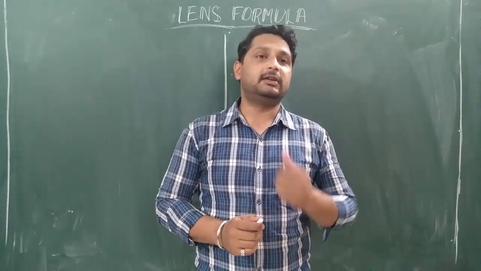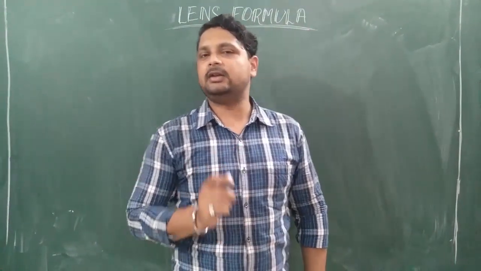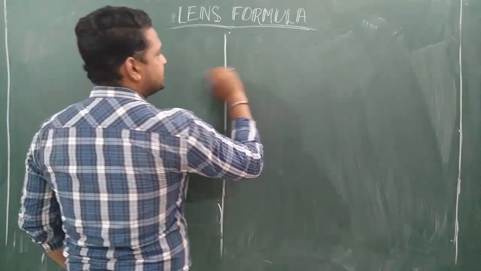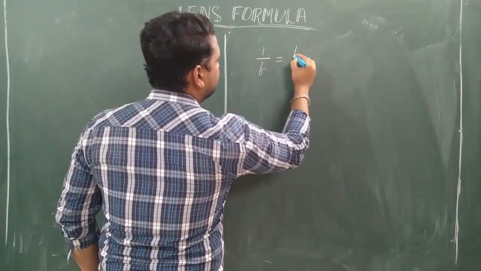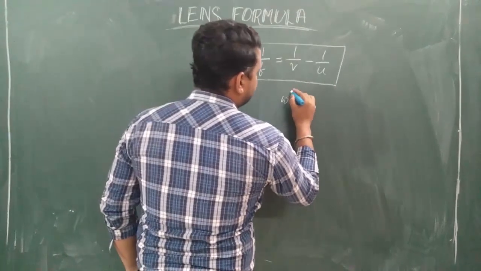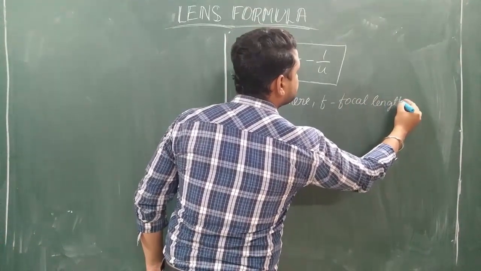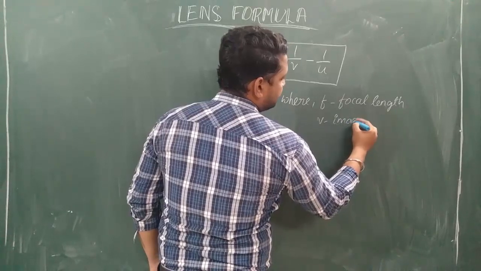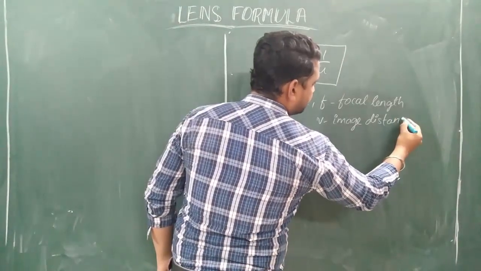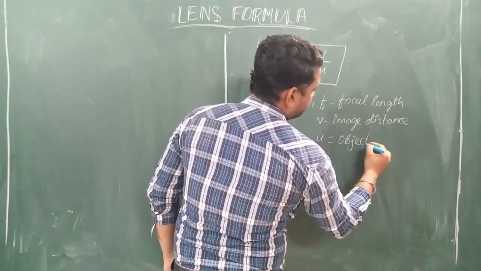Recall, what is the mirror formula? The mirror formula was 1/f = 1/v + 1/u. The lens formula is slightly different from the mirror formula. The lens formula is 1/f = 1/v - 1/u. This is the lens formula, where f stands for the focal length, v is the image distance, and u is the object distance.